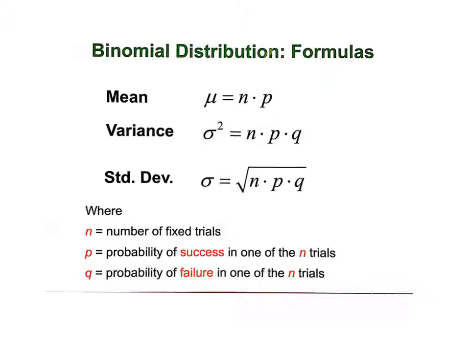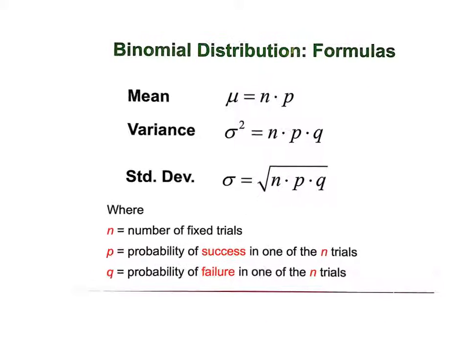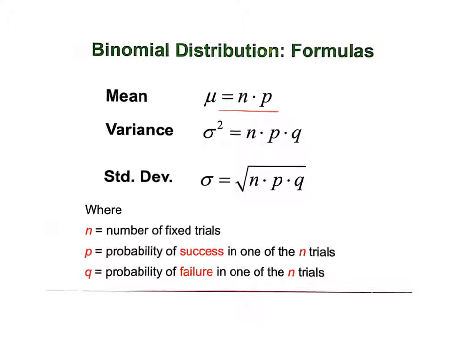So here's what you need for sure, the binomial distribution formulas. The mean of a binomial distribution, you just do mu is n times p. And don't forget what n means. It tells you down at the bottom: n is how many trials there are, p is the probability of success, and q, remember, is the probability of failure. So the mean is just n times p, also known as the expected value.